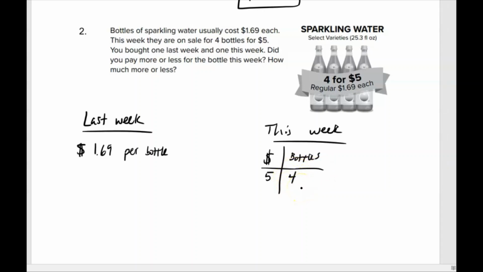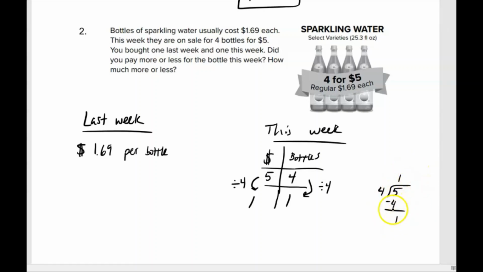What I'm going to try to do is find out how much money it is for 1 bottle, because I know the price over here for 1. So how do I go from 4 to 1? Well, I just divide by 4. So same thing over here. 5 divided by 4. How many times does 4 go into 5? 1 whole time. 1 times 4 is 4. I subtract, I get 1.